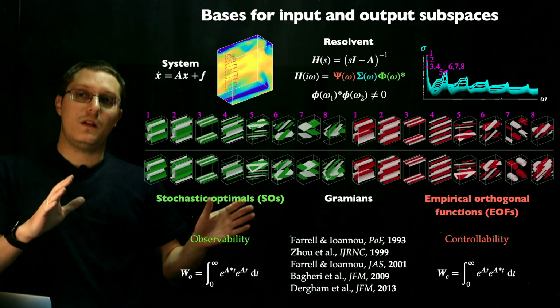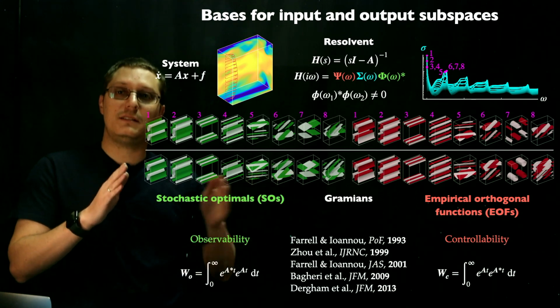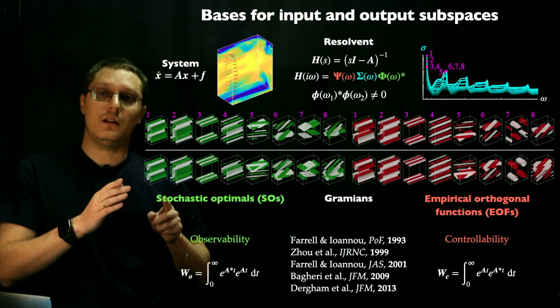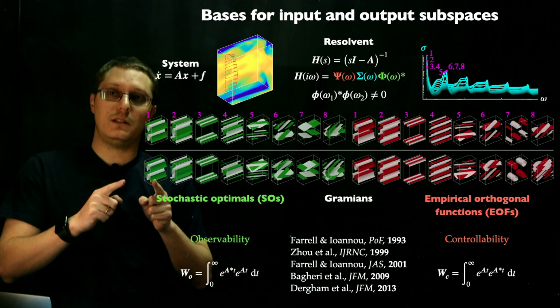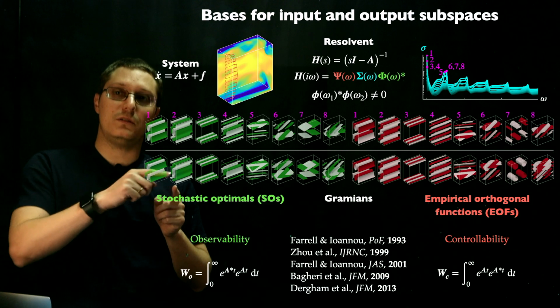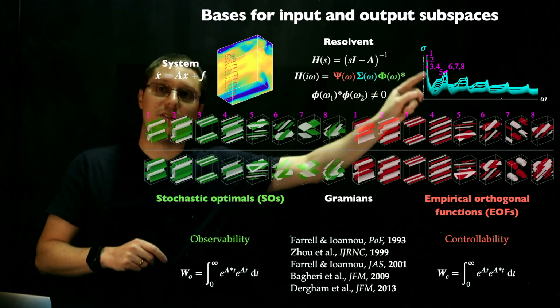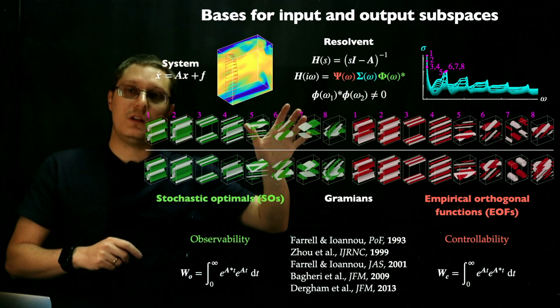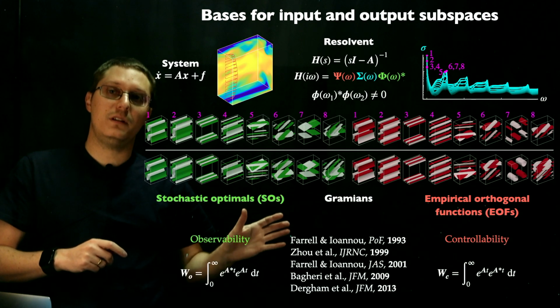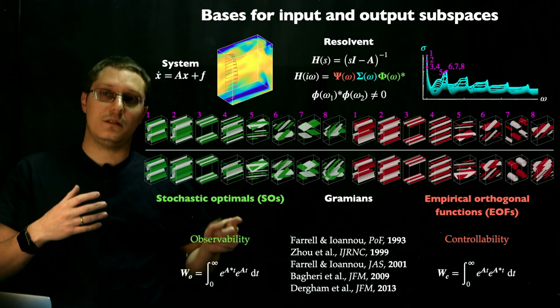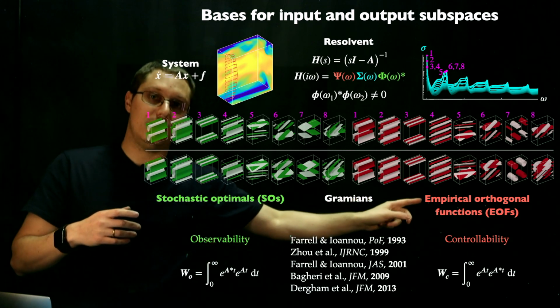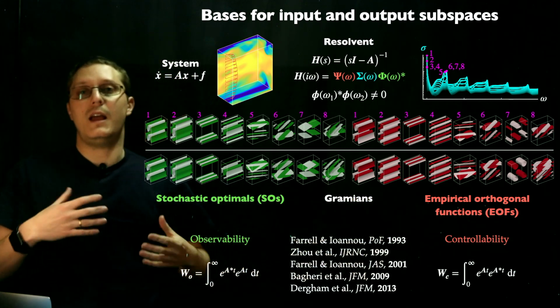Okay, and I'm plotting just the leading observability modes and controllability modes, and you can see that they almost match one-to-one to this handmade selection of resolvent modes. So there is definitely a very nice connection between stochastic optimals and empirical orthogonal functions and resolvent modes.